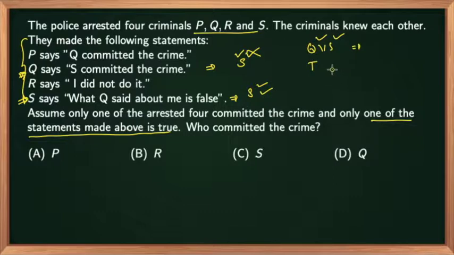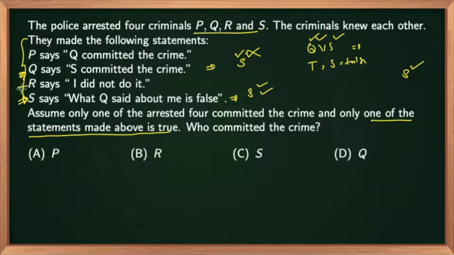Q is true and S is false. So what Q is saying is true. Q says S committed the crime, so let's assume that is true. So S committed the crime. Now S says what Q said about me is false. That's okay, that's a false statement, because only one is correct.